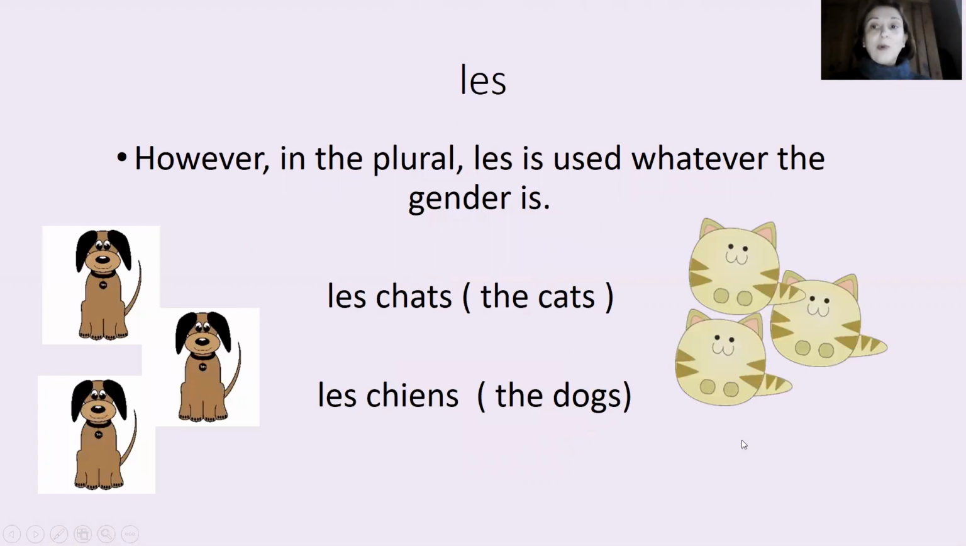Now there's one more main word for "the" in French, and it's les. This is the plural version of the word "the". So whatever the gender is of your object, whether it be masculine, like dogs, or feminine, like cats, you use the word les. So you've got les chats, the cats. Les chiens, the dogs. So it doesn't matter, masculine or feminine, for a group of objects, it's always les.